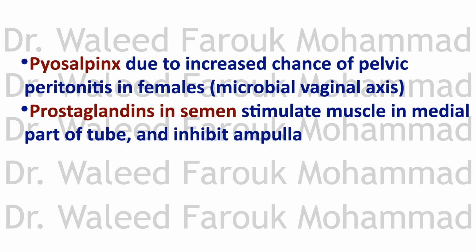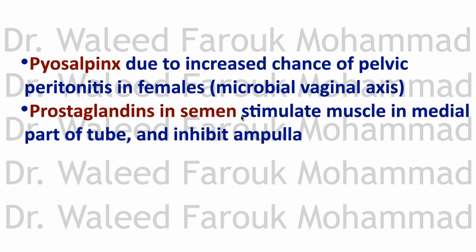Okay, now there's a case called pyosalpinx, in which there is an increased chance of pelvic peritonitis in females. Why is infection frequent in females? Of course, there are natural defenses that we will study in the vagina and the uterus, but eventually microbial infection is increased in females because of the vaginal axis. So if infection occurs in the tubes with pus formation, this is called a pyosalpinx.